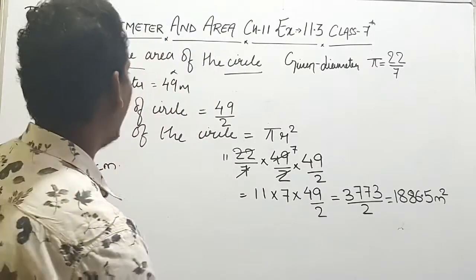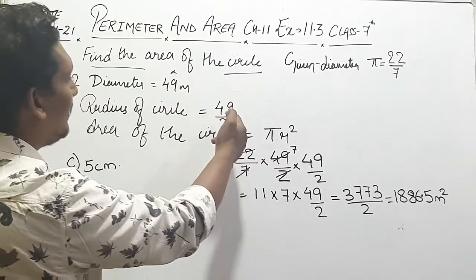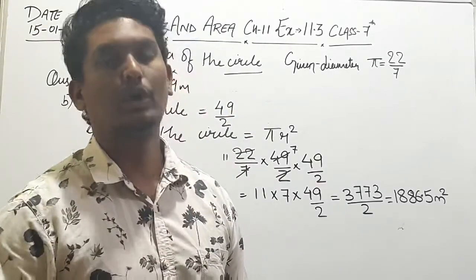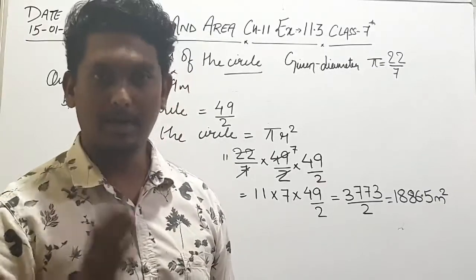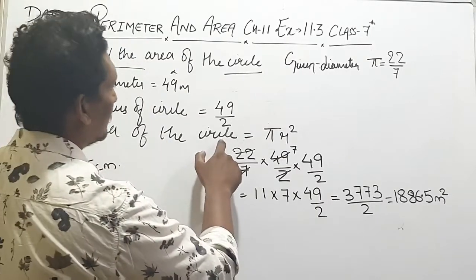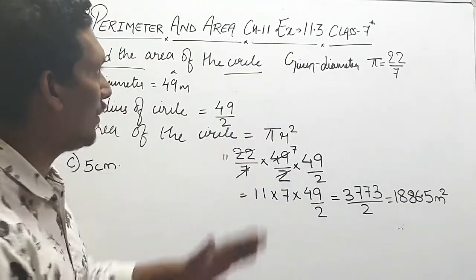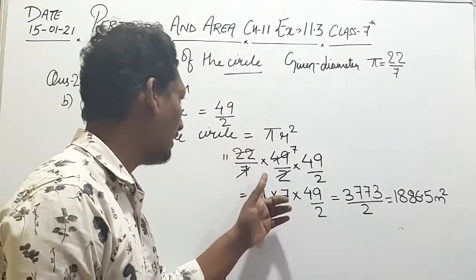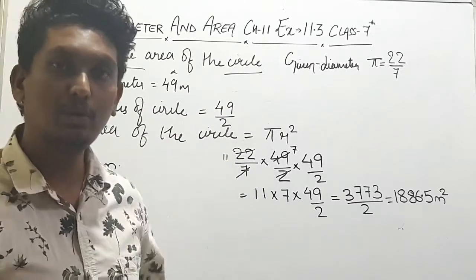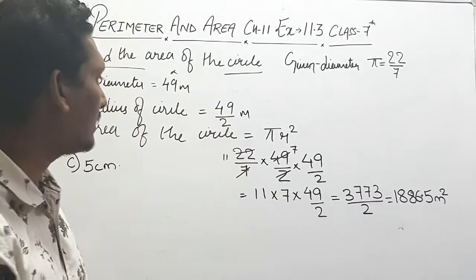For that, what we will do? Just divide the diameter by 2. When you divide the diameter by 2, you will get radius. Half of the diameter is radius. So here, area of the circle is given by pi r square. The value of pi is given 22 by 7. So 49 by 2 meter is our new radius.